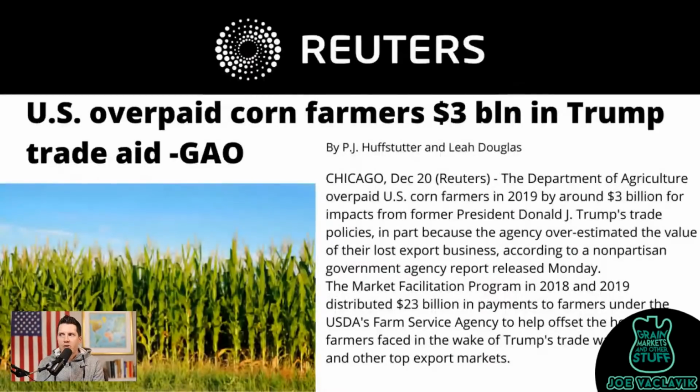So when Trump put the MFP deal in place during the trade war, they sent out a total of $23 billion to farmers. And there is a nonpartisan group called the U.S. Government Accountability Office. They estimated that payments to corn farmers in particular were $3 billion too high, and that payments to soybean, sorghum, and cotton farmers were too low. This was their quote: "We recommended better reviews and greater transparency in USDA analysis going forward."